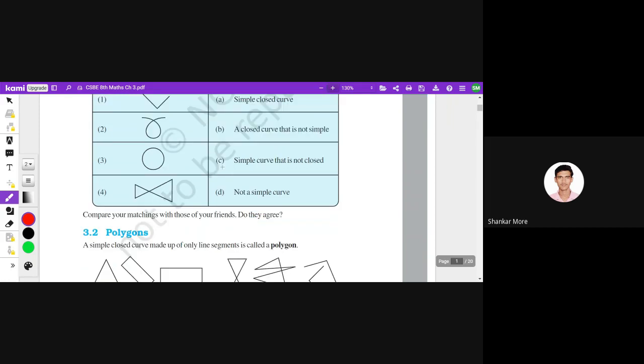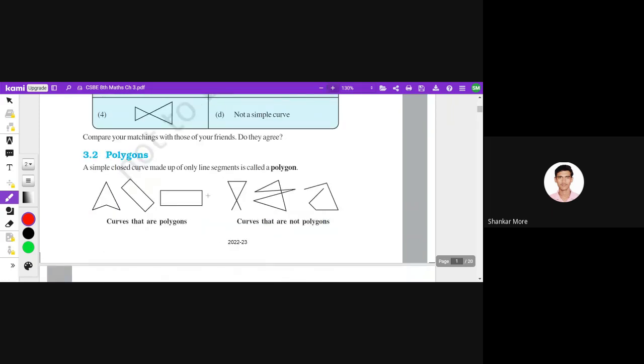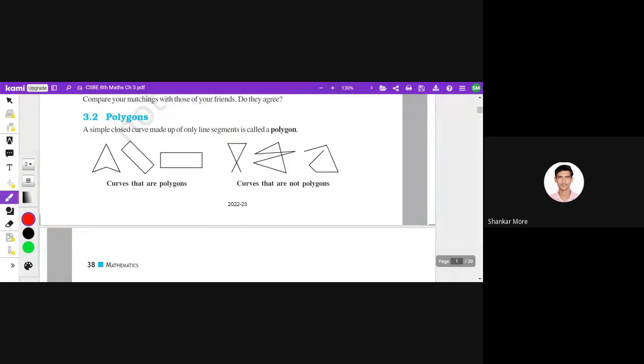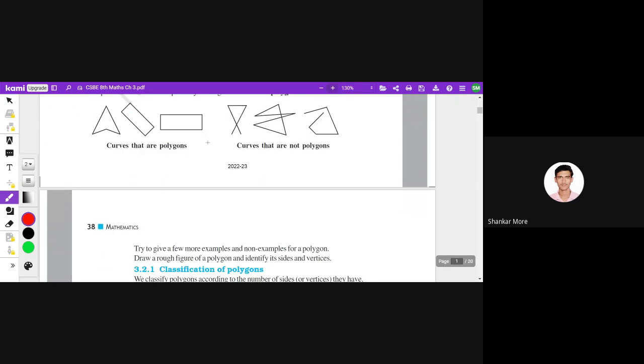Okay, so that was the recall for the last standard, right? So the next topic we have is polygons. A simple closed curve made up of only line segments is called a polygon. So these curves are polygons, and these curves are not polygons. You are very familiar with what is a polygon and what is not, right? So we don't need to focus more on this.